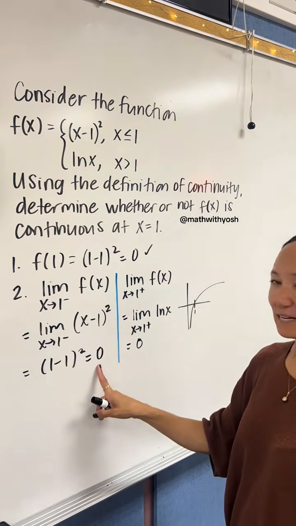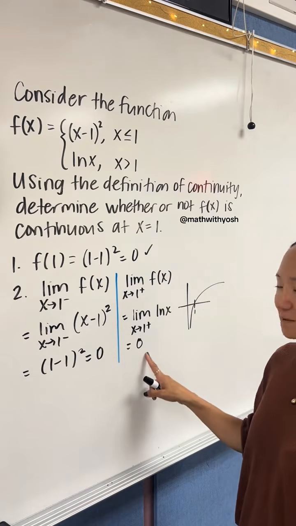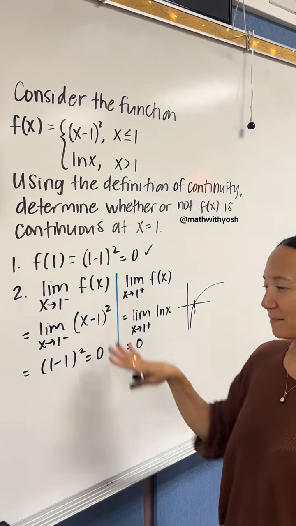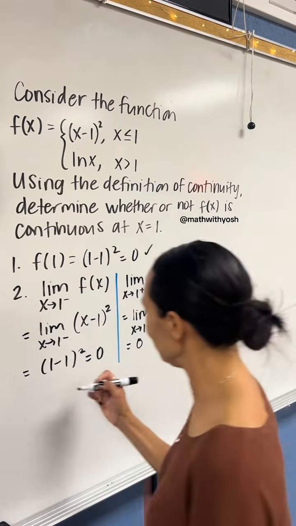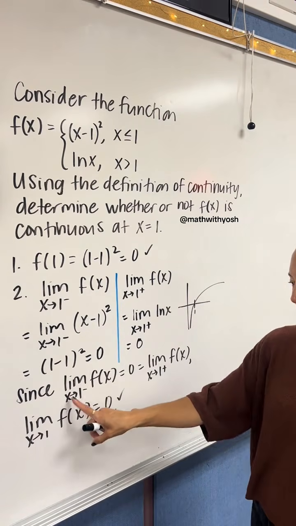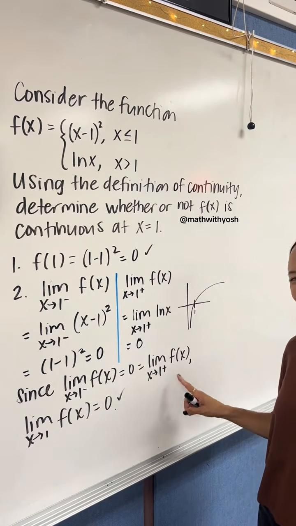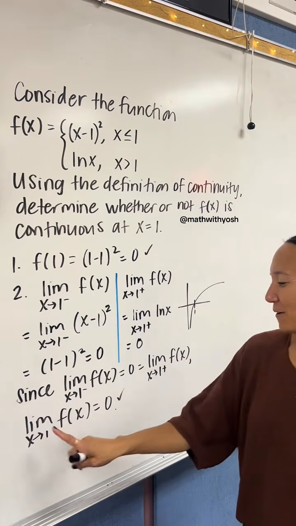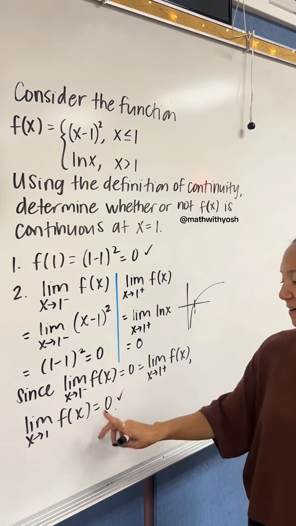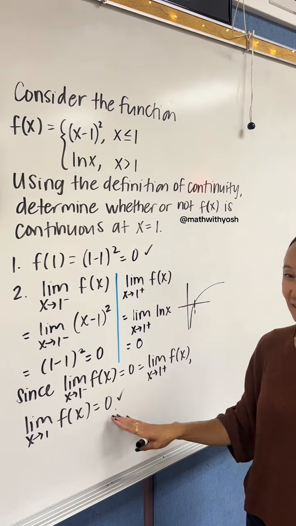Since the left-hand limit equals 0, which also equals the right-hand limit, we know that this limit exists, but I'm going to write that out. So I just wrote, since the limit as x approaches 1 from the left of f equals 0, which also equals the limit as x approaches 1 from the right of f, therefore we know that the limit as x approaches 1 of f also equals 0, therefore it exists.